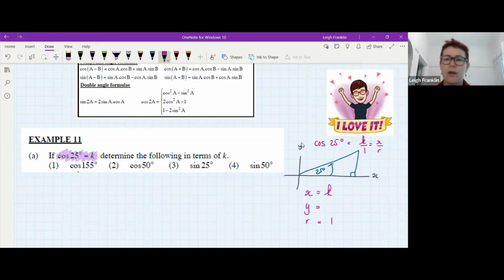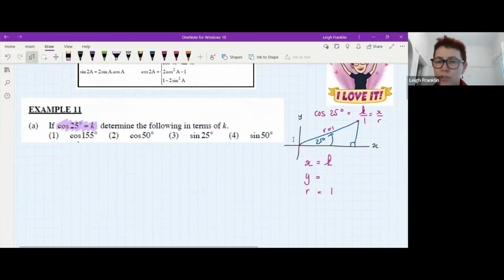K means k over 1. So the length of the terminal arm is 1. R is equal to 1. So that's from this point here to the end point. And at the end point there's an x and y coordinate. We know what the x coordinate is, it's k. It's now our job to work out what the y coordinate is. How do we do this?